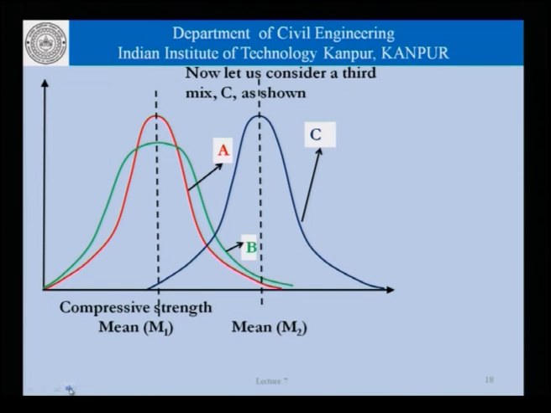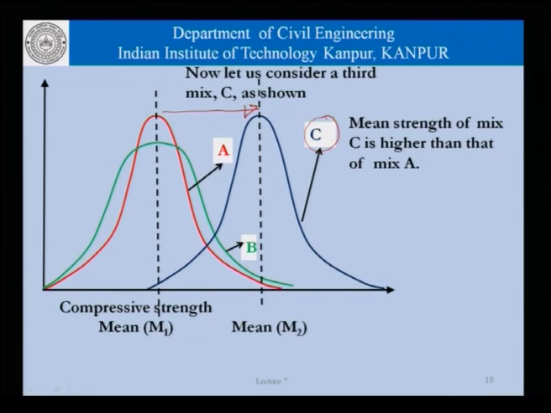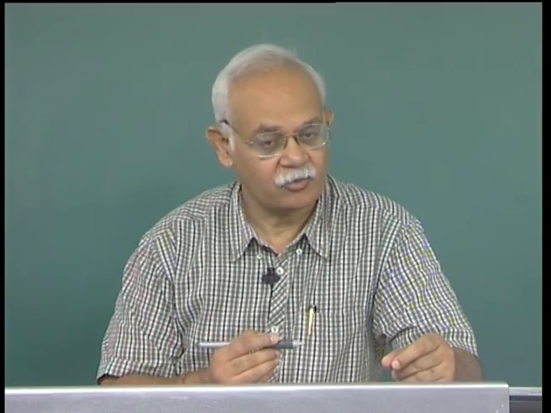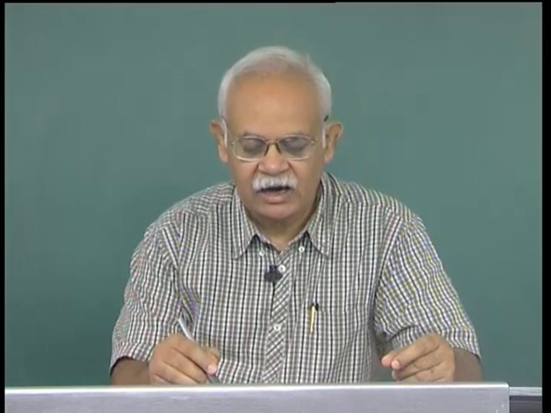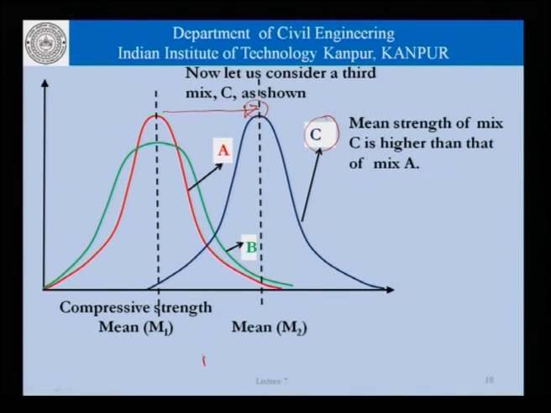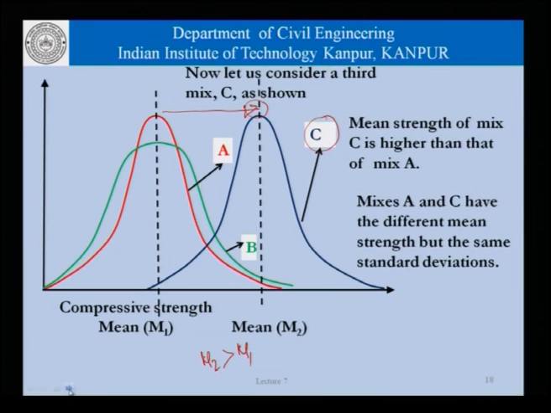Now let's consider another mix C. Now what can we say about the mixes A, B and C? The mean strength of C, that is this mix, is higher than that of A or B. So what has happened with C is that we have done something, whether we have changed the proportions, whether we have changed the quality of material or whatever we have done, what we have achieved is a higher strength. That is, the mean M2 is greater than M1, but mixes A and C have virtually the same standard deviation. The way I have plotted it, this standard deviation and this standard deviation is virtually the same.